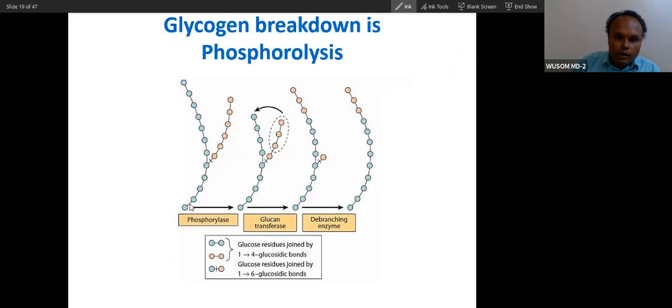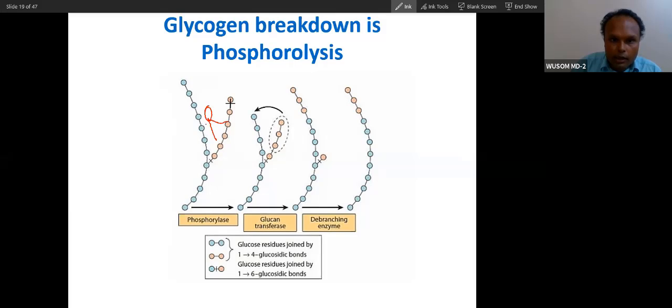This is a glycogen molecule during fasting. One of the branched glycogen parts, or one part of the glycogen molecule. Now you can see here glucose molecules: 1, 2, 3, 4, 5, 6 here. So I told you about glycogen phosphorylase. What does it do? It sits here.